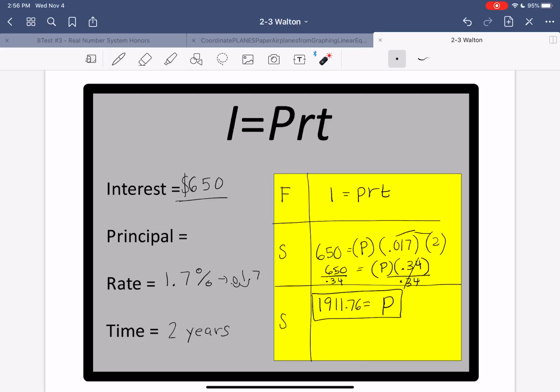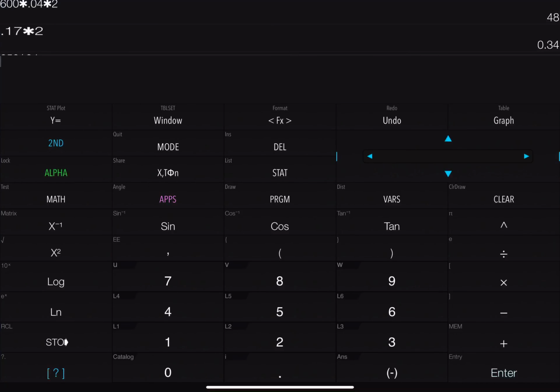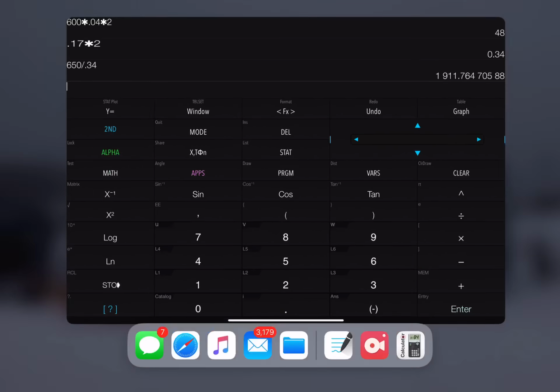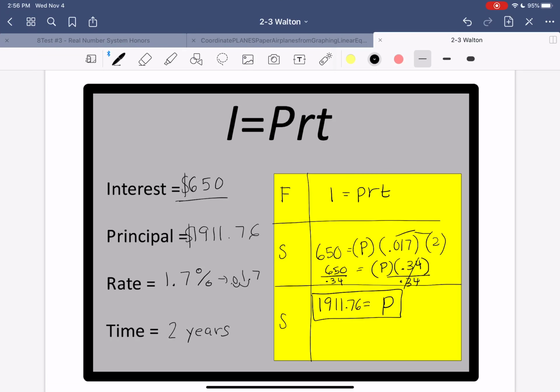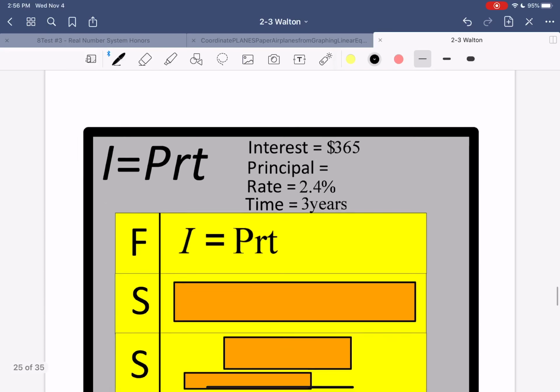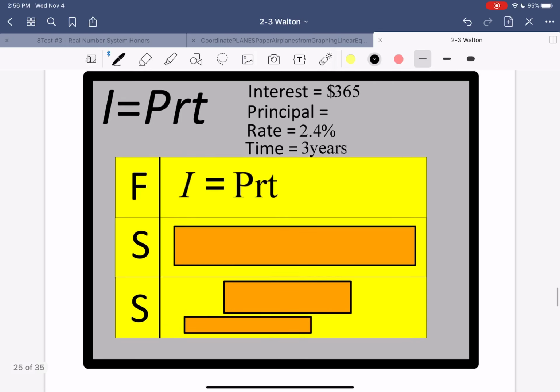So we would be able to write in our principal 1911.76. That is the amount that you started with. Let me check that number first. All right. So now we're going to try one. We're going to try one here.